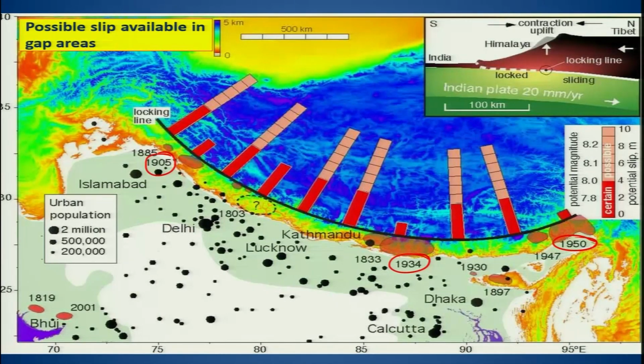Now, based on this and the historical data, for example the 1803 earthquake, 1885, and one more in 1555, and a few more in 1505, if we just consider these three events, 1905, 1934 and 1950, then this portion does not have enough slip to trigger an earthquake in the near future. And the areas sitting between these earthquakes, one is this one, another is this, mark seismic gaps.